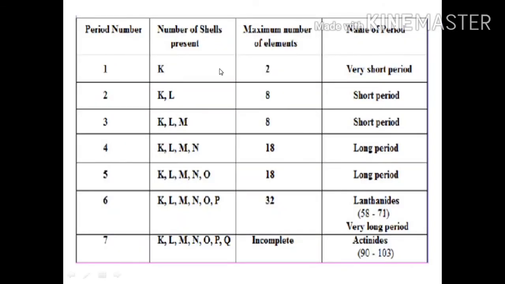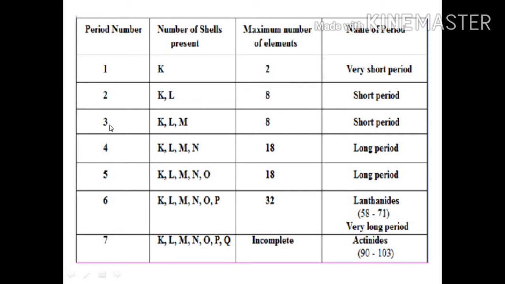Now here we have period number and the number of shells. Period 1, and we have only one shell, K shell, with 2 electrons. This is a very short period. We call it a very short period because it has only 2 elements. And then we have period 2 with 2 shells, K shell and L shell, and they have 8 elements. So this is a short period with 8 elements.